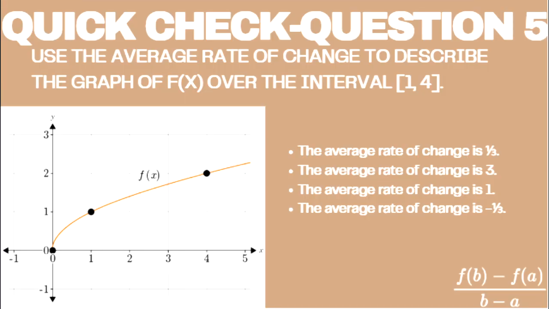Quick check question number 5. Use the average rate of change to describe the graph of f of x over the interval 1, 4. So figure out your interval, look at it, and decide which of these is correct using your lovely formula.